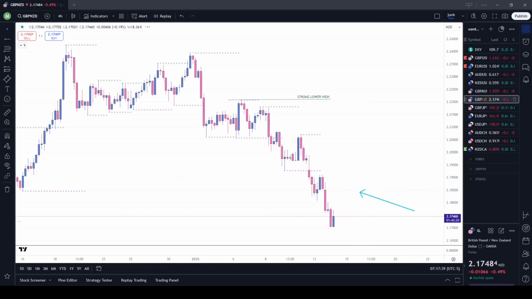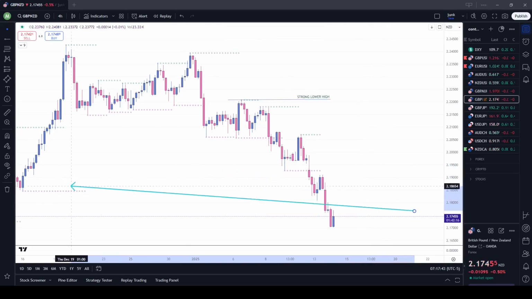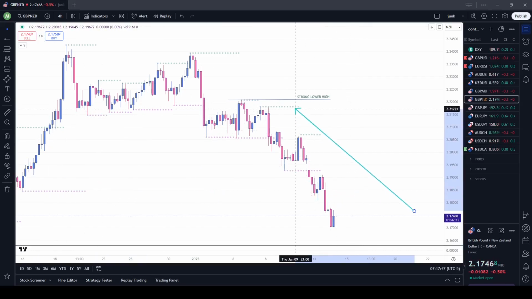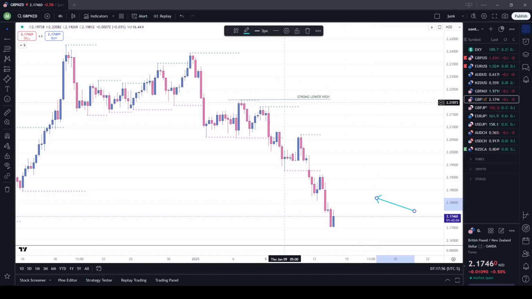And GBPNZD, similar situation. Just like yesterday, lower lows, lower highs. It also broke a significant daily higher low, and this is the last lower high that broke the lows. Well, maybe this one is the last lower high that broke the lows. So we'll map out the range that we're dealing with.